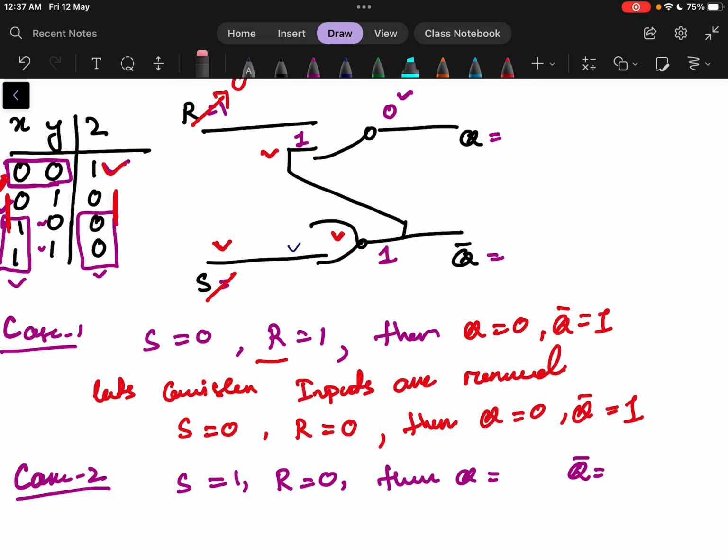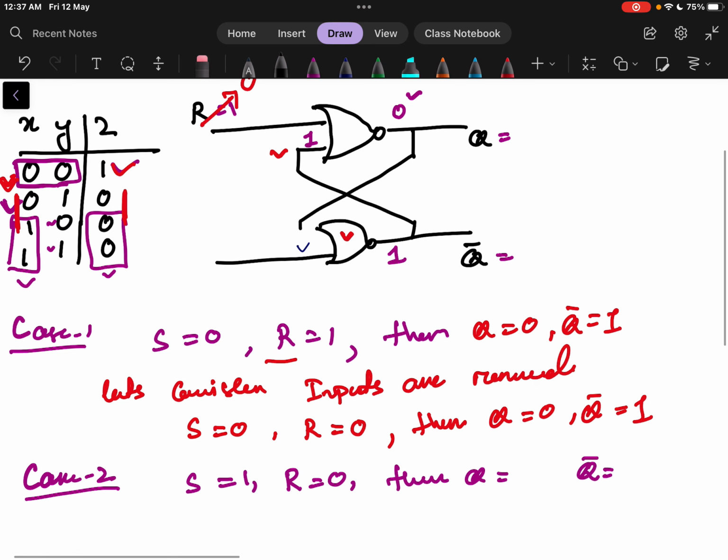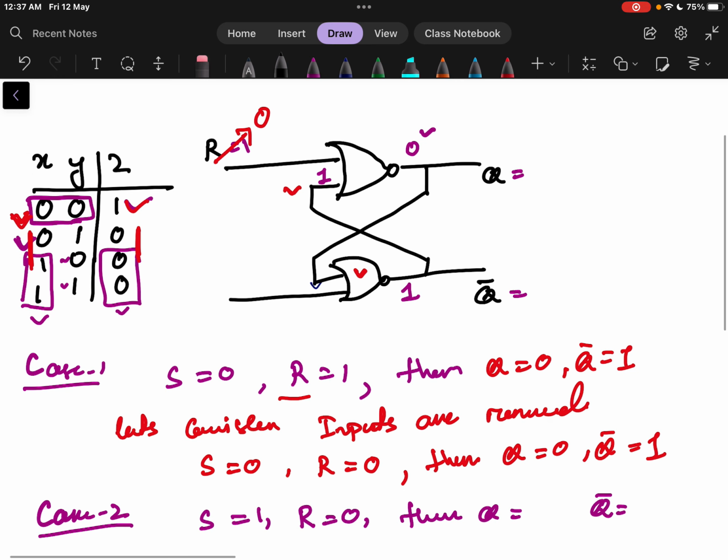So, we will be doing the analysis again. So, I am erasing all this and I will draw it again, the NOR gate. Okay. So, now what I am doing, I am giving R equals to 0 and S equals to 1. So, in this case what will happen? So, here one of the inputs to the NOR gate is 1 and here one of the inputs to the NOR gate is equal to 0.